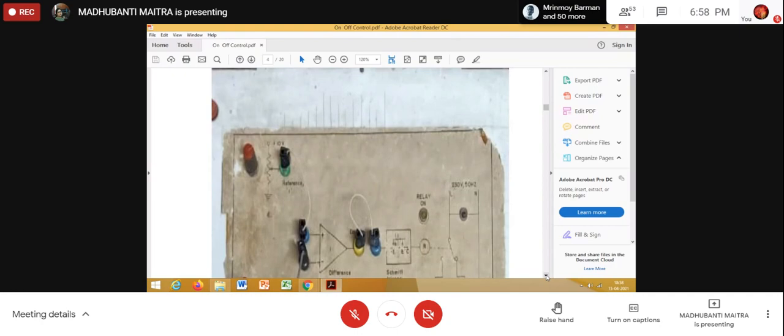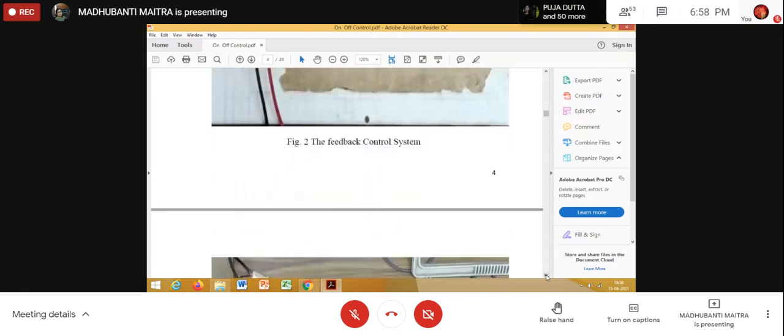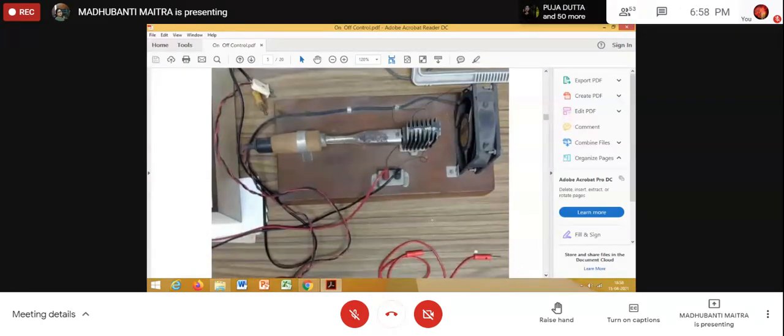So any other figure? Let me see. So this is the plant part, right? This is the soldering iron. This is the fan, and these are the two plugs. One for this soldering iron, the other one for this fan.